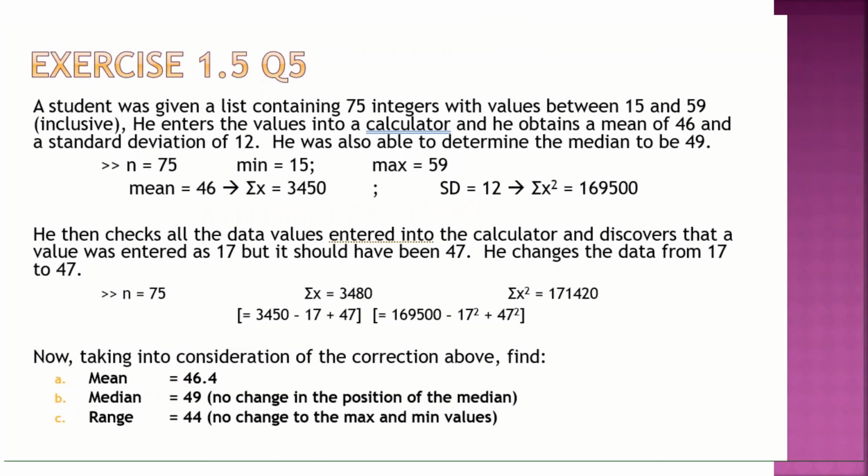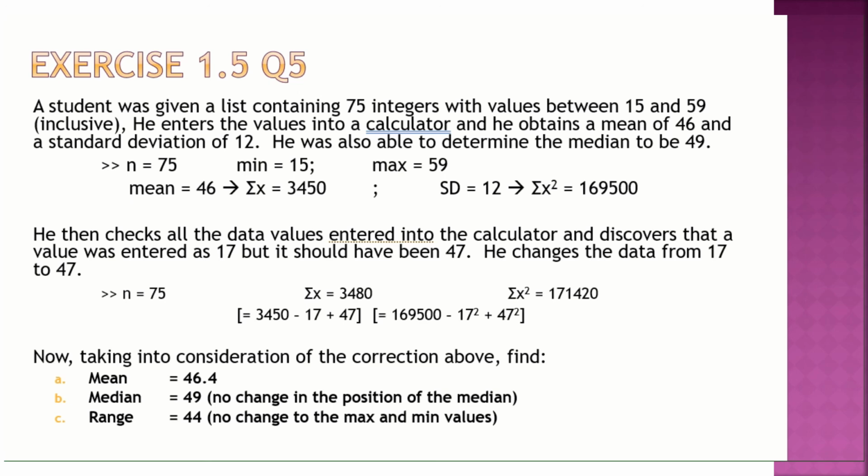Okay, so if you look at question 5, in this situation, a student was given a list containing 75 integers. So you know your n is 75. Okay, your minimum value is 15, maximum is 59. Everything you're reading, you just write it down. Okay, he enters values into the calculator and obtains a mean, which is 46, and a standard deviation, which is 12. Okay, he was able to determine the median to be 49.